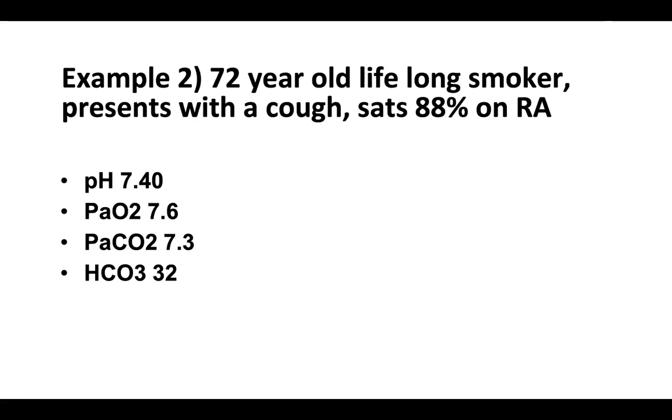So metabolic alkalosis. With a pH of 7.4, it's normal, okay? A PaO2 of 7.6, so less than 8, we would say they're slightly hypoxic, so that means they've got low oxygen, right? PaCO2 7.3, is that normal or is that high, or is that low? Can anyone remember?